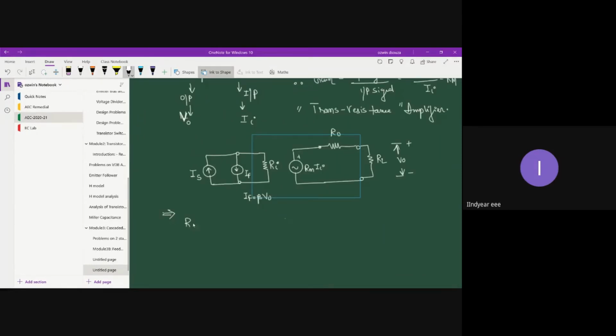Okay, first let us find out RIF. Okay, before that let us define what is RIF. So RIF is equal to input voltage Vi divided by source current Is. Okay, so that's your RIF. So let us write down. Let us define RIF as voltage by current. So that is Vi divided by source current Is.